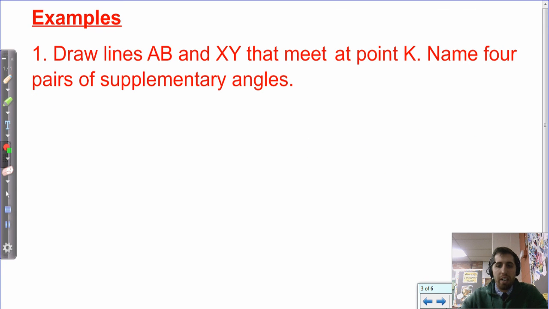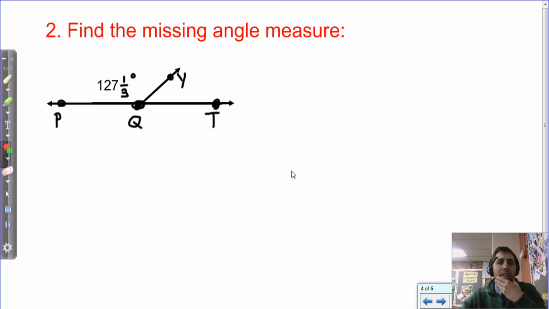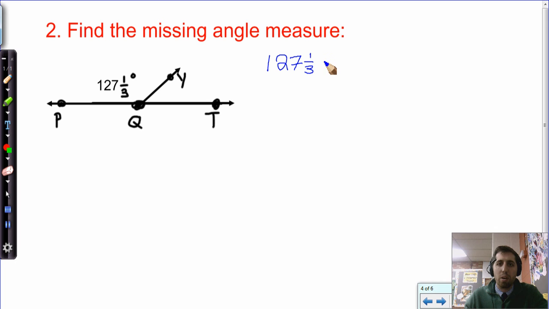We're going to move on to another example problem. This one says, find the missing angle measure. And this is a straight line as well, so I know that these 2 angles, when put together, must equal what? If they're supplementary angles or a straight line, they have to equal 180 degrees. So I know that first angle measure is 127 and 1/3. I'm going to write this as an equation. Some people are just going to say 180 minus 127 and 1/3, and that's fine. That would find your answer.